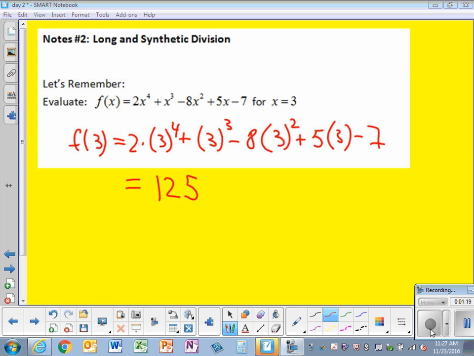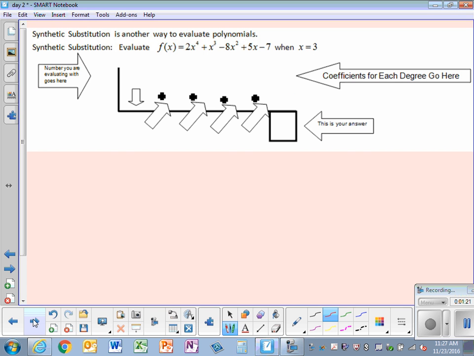Questions? Good. So today we are going to learn how to evaluate using synthetic substitution. So here is how we do it. The first thing to do is to check that your polynomial, your function, is written in standard form, meaning that the terms are ordered according to the exponent.